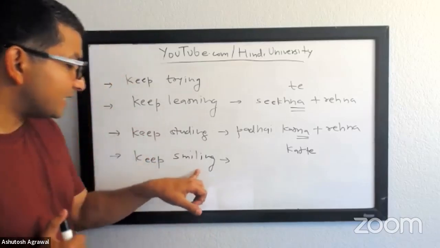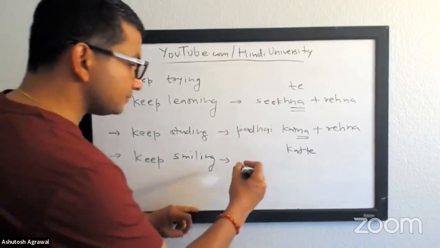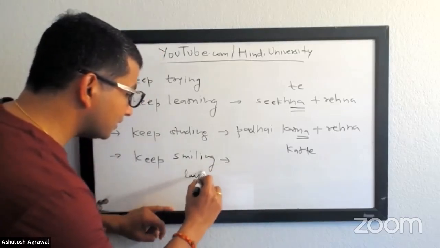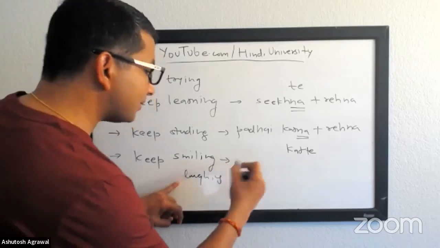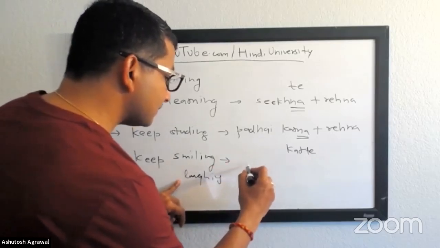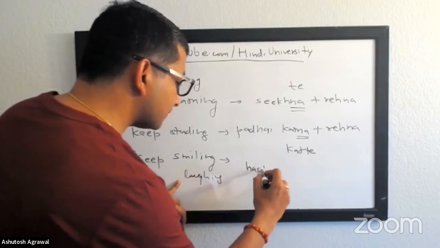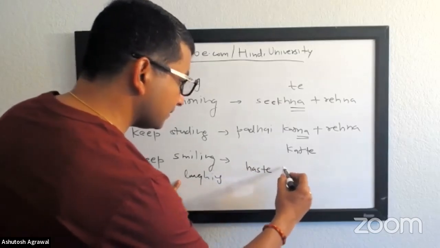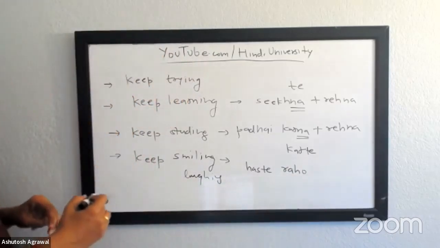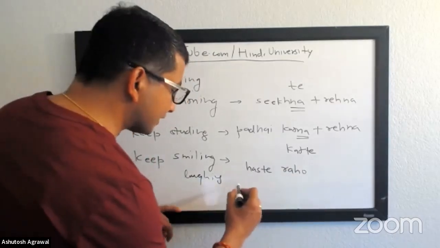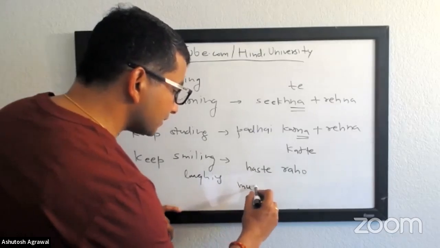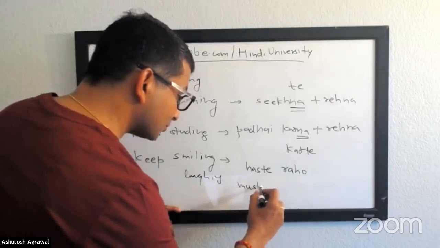Yeah. How will you say that? Keep smiling. Keep laughing. We use hasna? Okay. Hasna, muskurana. Both of them are same in this case. Haste, haste raho. Okay. You can say haste raho. If you're saying muskurana, it would be muskurate raho. Yeah, very good. Muskurate raho.